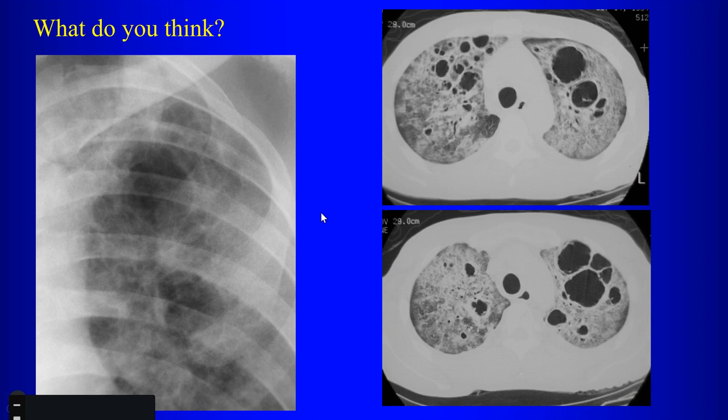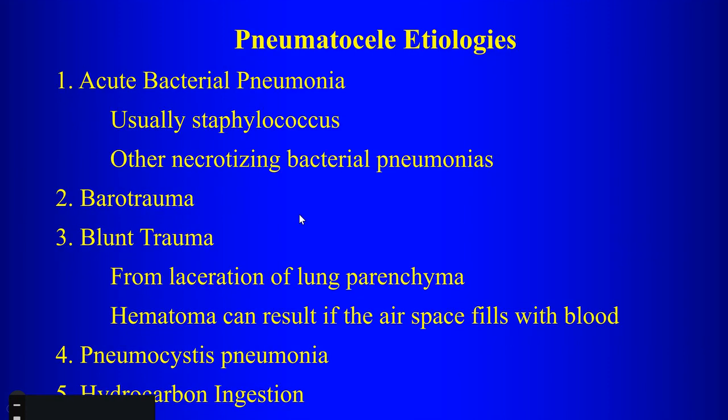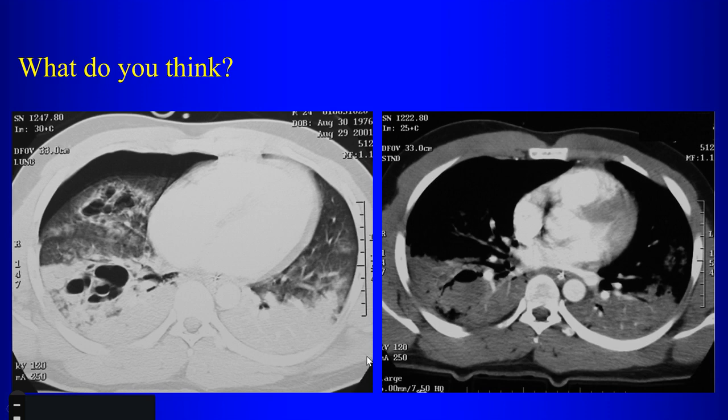What other infection is associated with pneumatocele formation? Staph, especially in children. So staph can also give you pneumatoceles in children. So pneumatoceles, thin-walled air cyst, represent dissection of air into the interstitium. It can be associated with barotrauma, can be associated with regular trauma. Pulmonary lacerations can go on to form pneumatoceles. Hydrocarbon ingestion is a rare cause of pneumatoceles. So these are different things: infection, staph, pneumocystis, other necrotizing bacterial pneumonias. Pneumocystis pneumonia we talked about. Hydrocarbon ingestion, that's a rare cause of pneumatocele formation. You might see that in kids who ingest hydrocarbon, gets in the lungs.